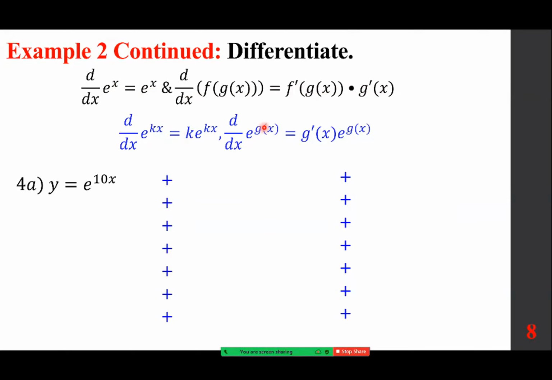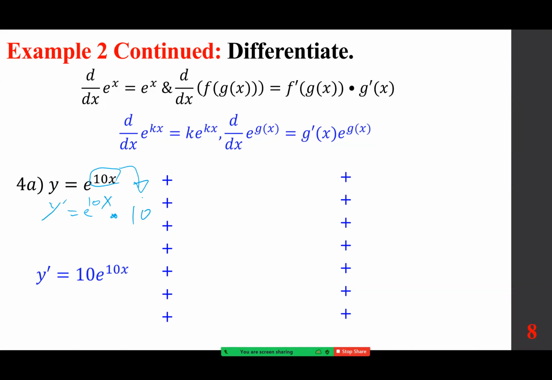In general, the derivative is itself times g prime, and we put it in front. So the way I'm going to approach this is very simple. I'm going to say y prime is itself, y, because it's an exponential. And then I look at the exponent and say if it's x or t or theta, I'm done. But it's not. I need to differentiate 10x. I get 10. I put it in front. And I'm done.